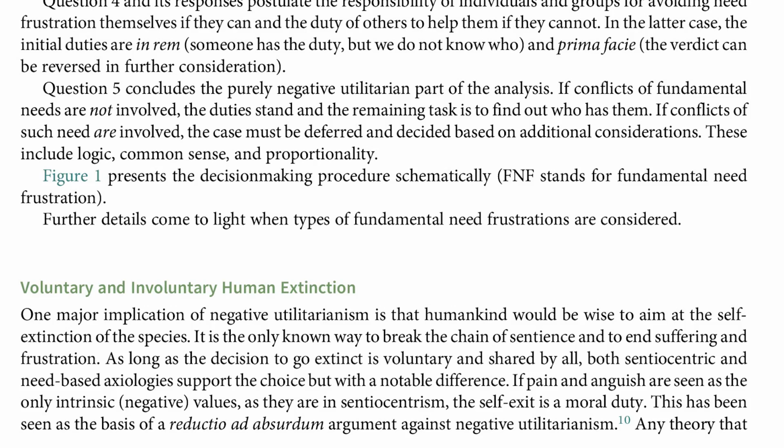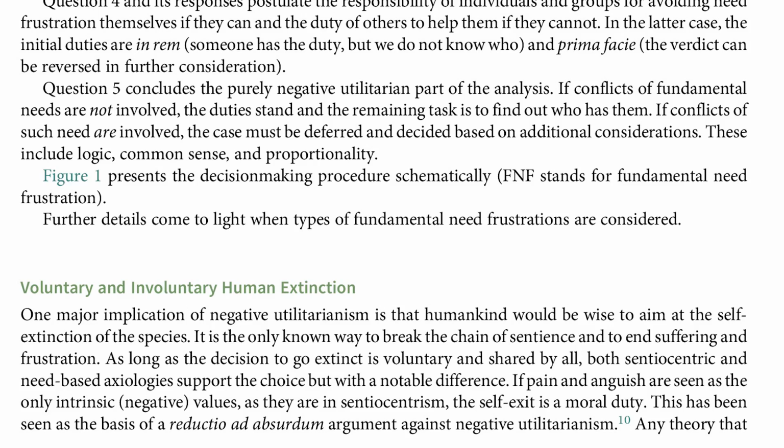Voluntary and involuntary human extinction. One major implication of negative utilitarianism is that humankind would be wise to aim at the self-extinction of the species. It is the only known way to break the chain of sentience and to end suffering and frustration. As long as the decision to go extinct is voluntary and shared by all, both sentiocentric and need-based axiologies support the choice, but with a notable difference.